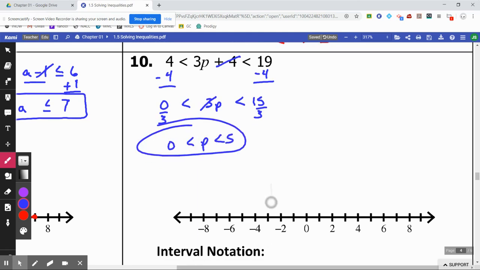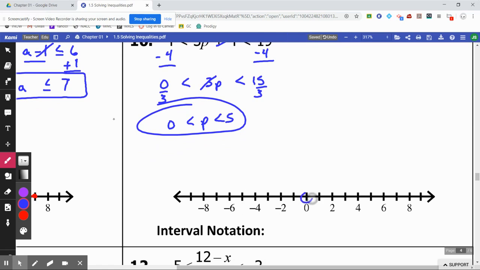There's your answer. So open circle on 0, open circle on 5. P is the stuff in the middle. So P is any value from 0 up to 5, not including 0, not including 5.